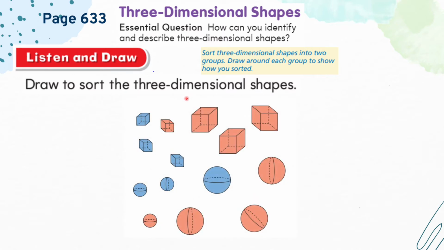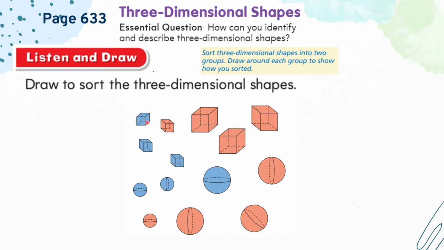Now let's look at the picture. Look at this diagram here. Now we can use different ways to sort these pictures out. One way could be we can sort them according to their color. You can see we have a blue color and a red color. The other way of sorting could be according to their shapes. You will see that in the entire diagram we have three-dimensional shapes. If we categorize them, you will see that we have two types of three-dimensional shapes. One is a cube and the other one is a sphere. So we can divide these three-dimensional shapes according to the shape itself.